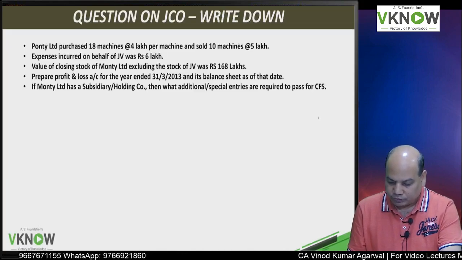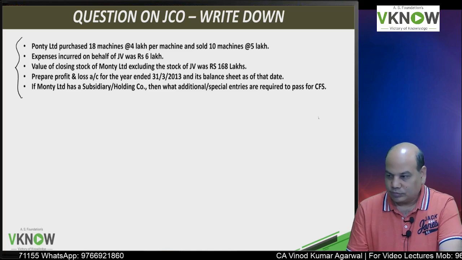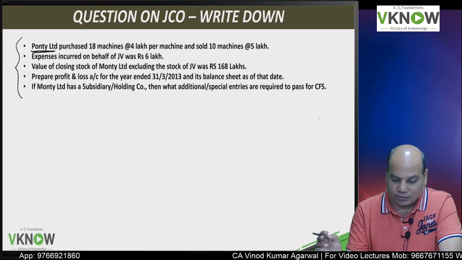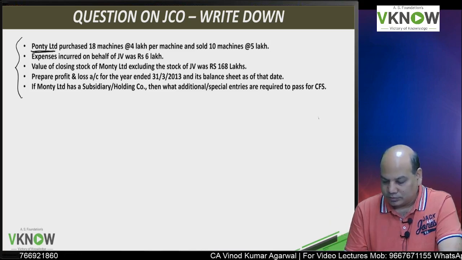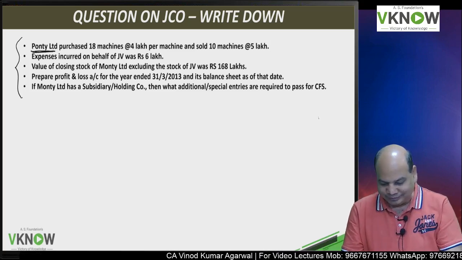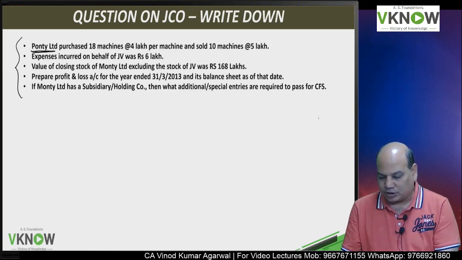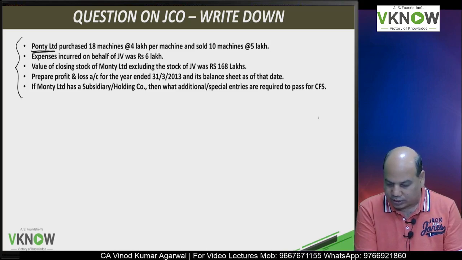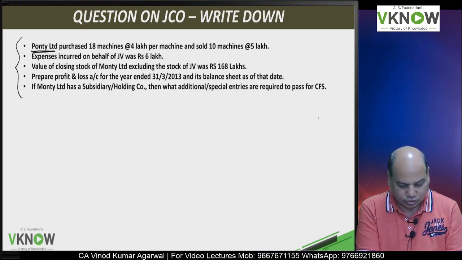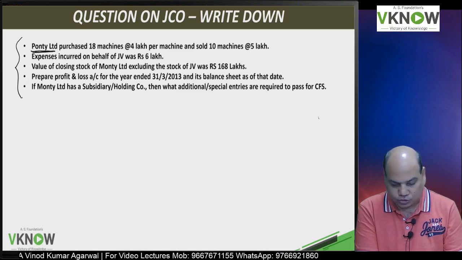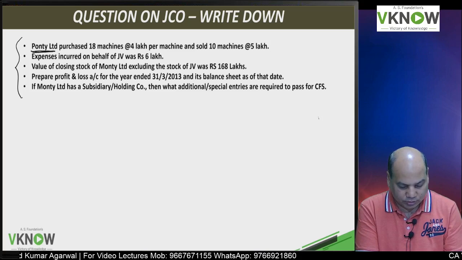Now write down below, continue 5 more points, then we'll write the answer. Ponty Limited, Ponty is another venturer. Ponty Limited purchased 18 machines at rupees 4 lakh per machine, and sold 10 machines at rupees 5 lakh.